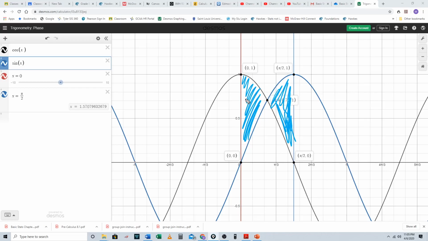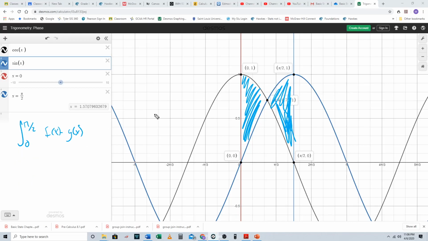Because we know these areas are the same, I can just do 2 times the area from 0 to pi over 4 instead of 0 to pi over 2. Instead of doing the integral from 0 to pi over 2 of f of x minus g of x, I can do 2 times the integral from 0 to pi over 4, just because I happen to know they're equal. But that's not what we're going to do.